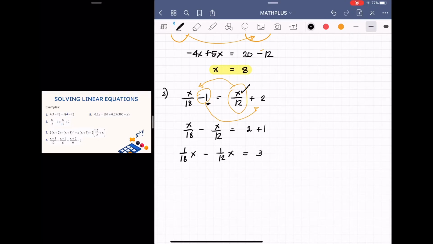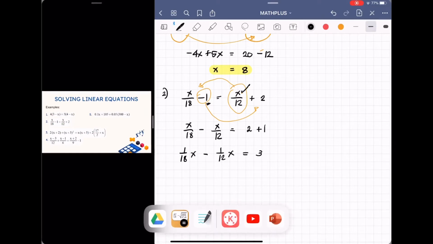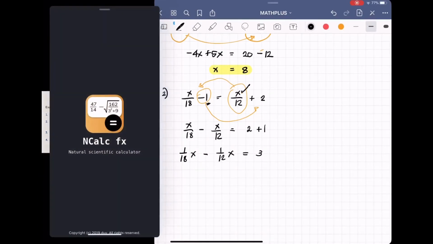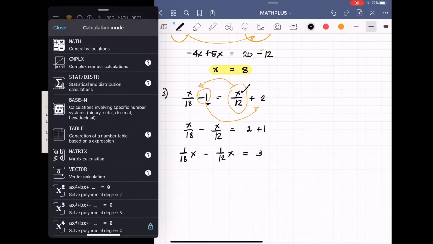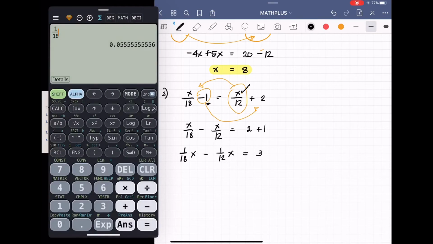Okay. Why did I do it like this? Because since we're in college, we can now use your calculator, right? And that would be 1 over 18 minus 1 all over 12. And that will give you negative 1 over 36. Negative 1 over 36x is equivalent to positive 3.